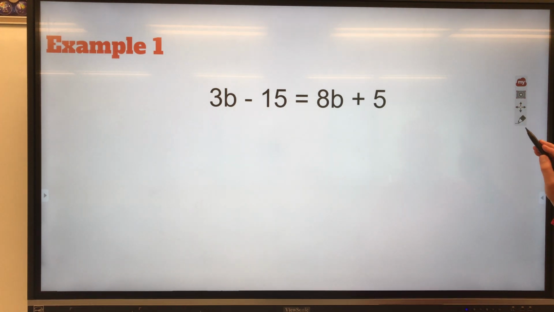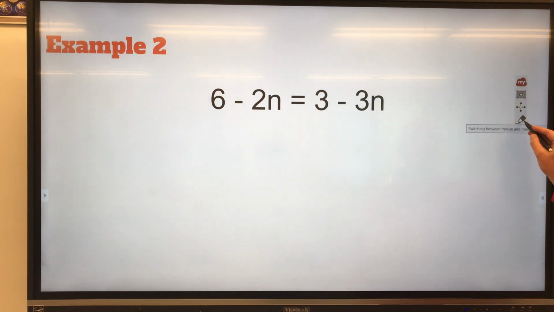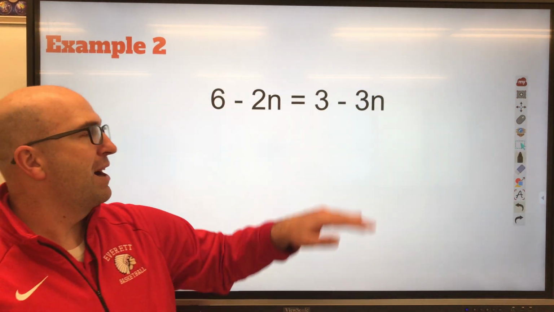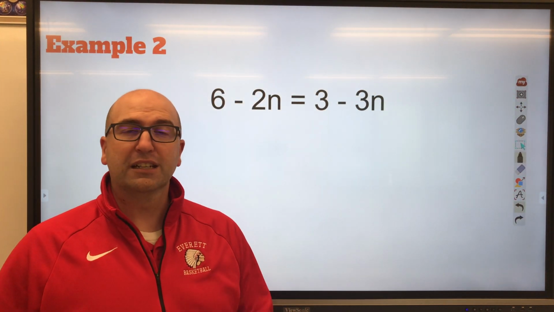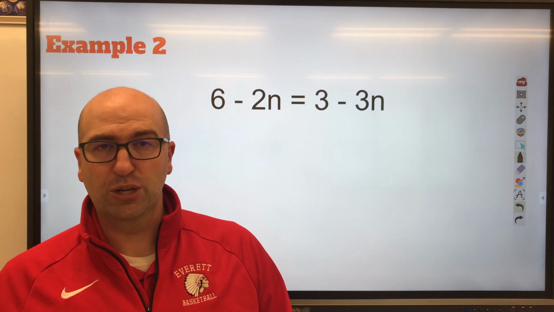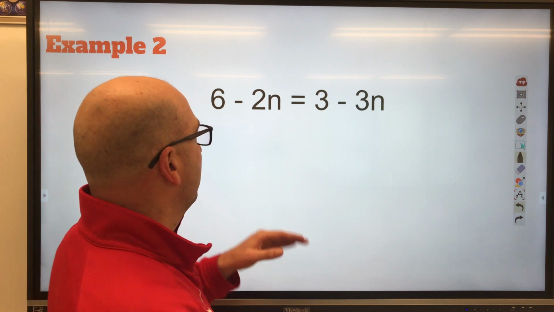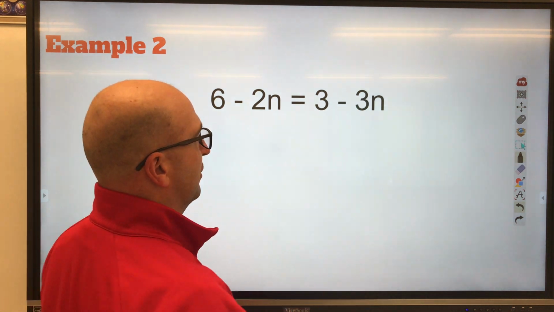So let's look at another example and how to solve it. 6 minus 2n equals 3 minus 3n. Need to get the variable on one side of the equal sign. So to do that, I'm going to look at my n values. I have negative 2n and negative 3n.